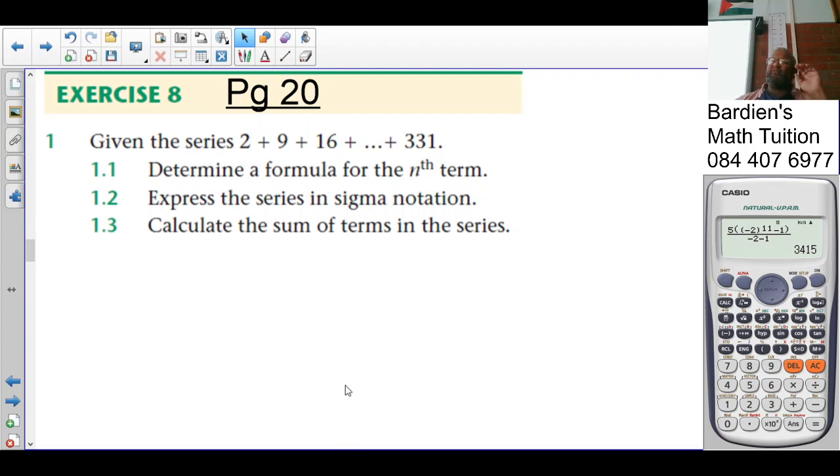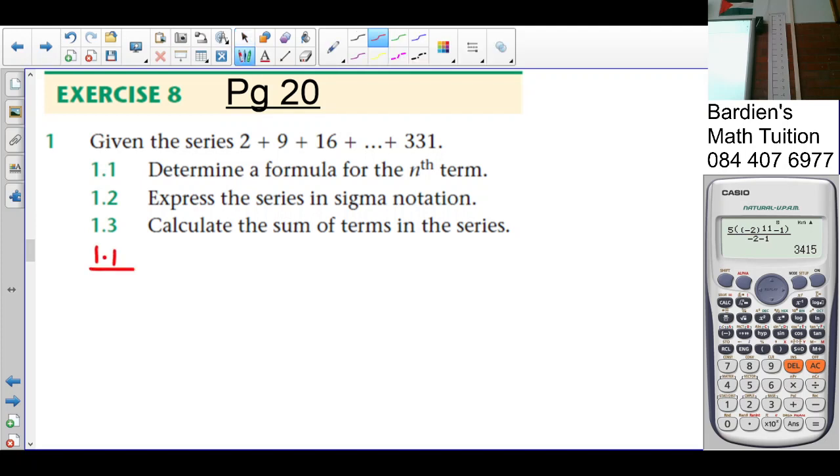You don't have to write down the sums all the time. Okay, at this point I take it you guys are done. So given the series 2, 9, 16, all the way to 331, determine the formula for the nth term.